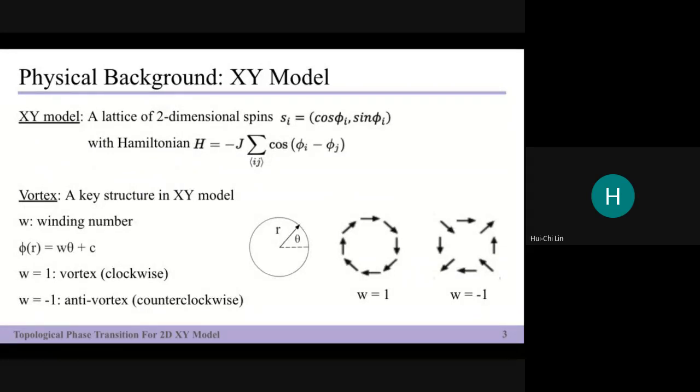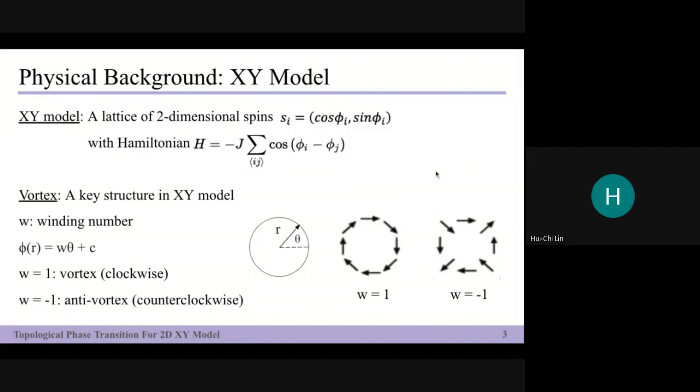The XY model is a lattice composed of several two-dimensional spins. That is, unlike only spin up and down in the Ising model, the spins can rotate in a 2D plane. The Hamiltonian is a sum-over interaction of nearby spins in the system. A vortex is a key structure in the XY model and is expressed by the winding number W. The plots on the right-hand side show a group of nearby spins in the system. The position of the spins can be expressed by the polar coordinates r and theta.